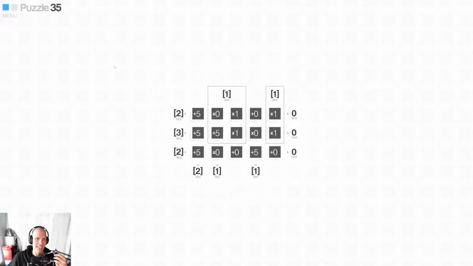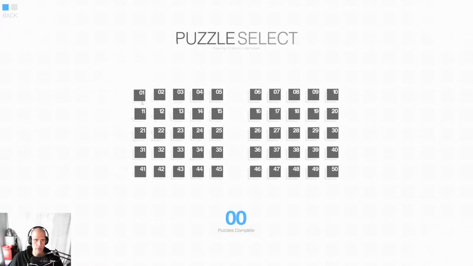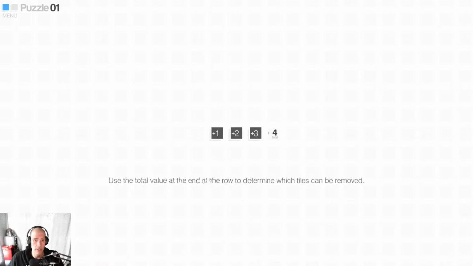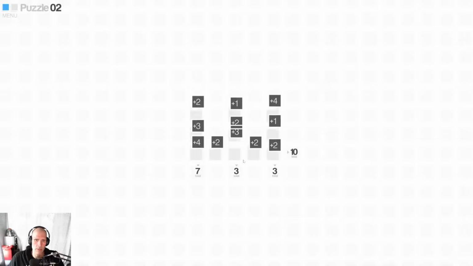Okay, it's nice that it lets you play any puzzle you want. I should probably go back. I need to start with puzzle one. Total four. Use a total value. Oh, okay. The total number of values in the row determine what tiles can be removed. Okay, so it's just a math game.